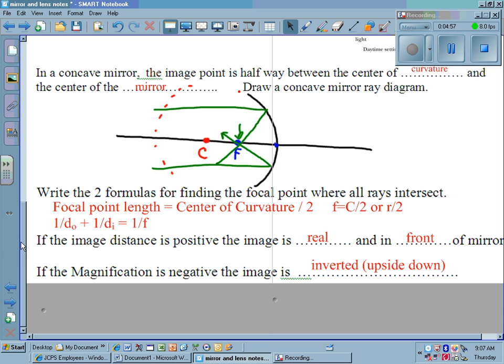Or you could use that same formula we used yesterday of 1 over do plus 1 over di equals 1 over f. Once again, if the image is positive, then it's going to be real. It's going to be in front of the mirror. So I'm going to be able to take that candle like I did the other day and project an image right there. So I'll do that for you in just a second. But the problem is the candle's going to end up being upside down. It's going to be inverted.